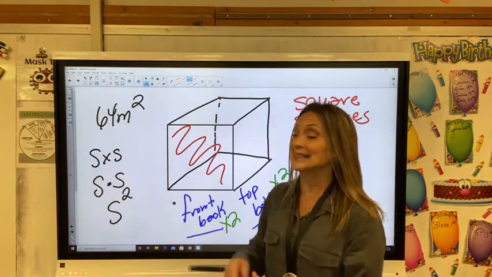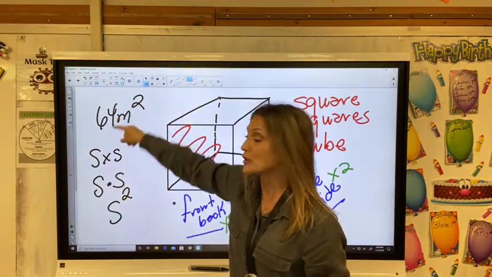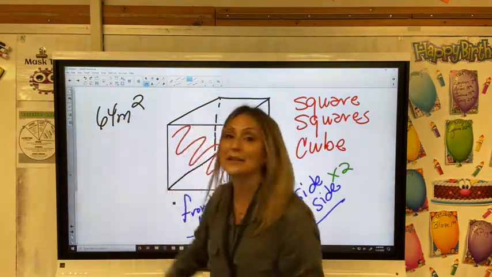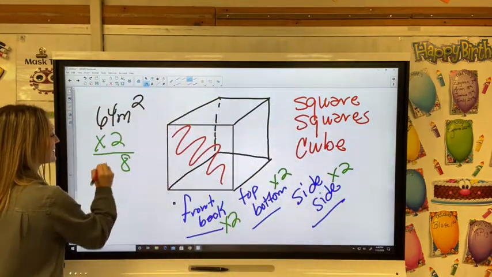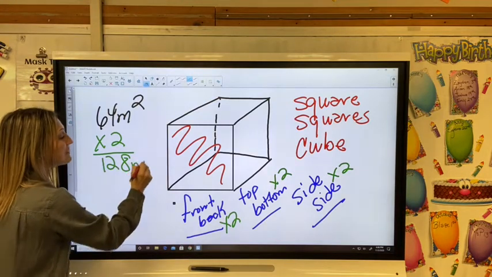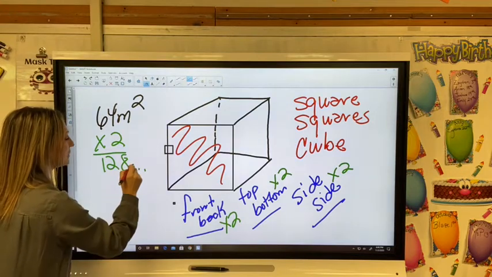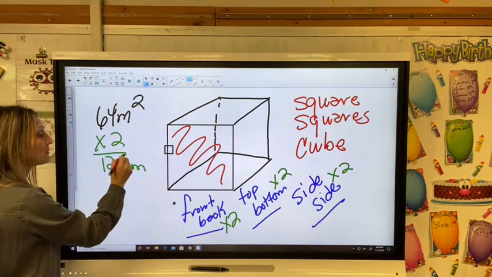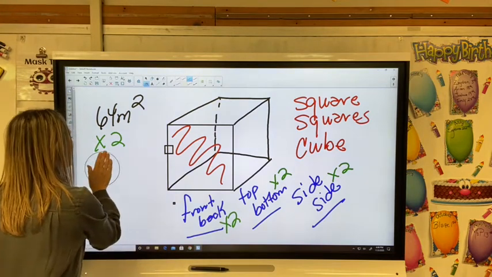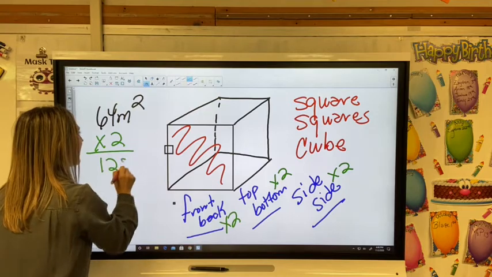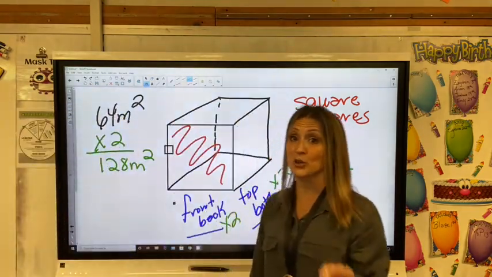In this case, I knew that the front of my cube was 64 meters squared. So I can multiply that by 2, and that's going to be 128 meters. Oops, it's not cubed anymore. This is still going to be squared. Hang on a minute, let me write this. 128 meters squared.